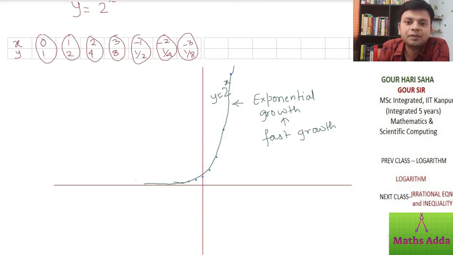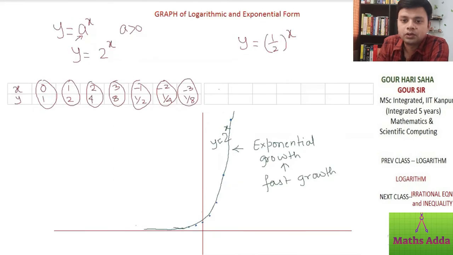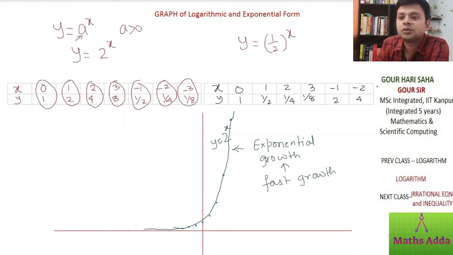Now I will also see when the base is not 2 but something which is less than 1. So let us take another example. There I will write x, I will write y here. X is equal to 0, y is equal to 1. X is equal to 1, y is equal to 1 by 2. X is equal to 2, y is equal to 1 by 4. X is equal to 3, y is equal to 1 by 8. X is equal to minus 1, it is 2. X is equal to minus 2, it is 4. If I write x is equal to minus 3, it will be 8, right?